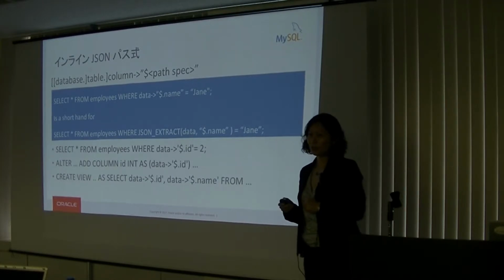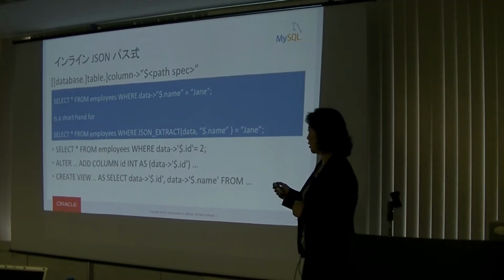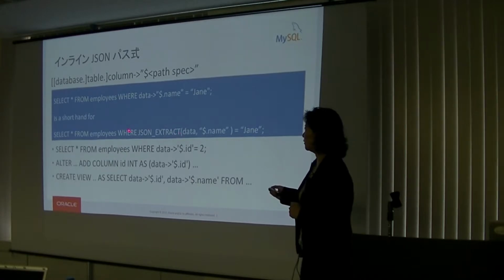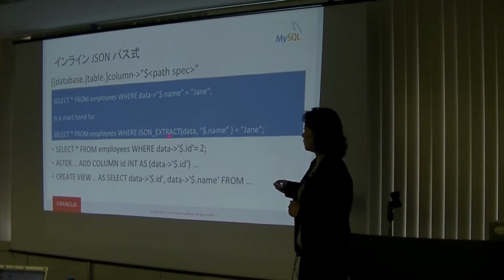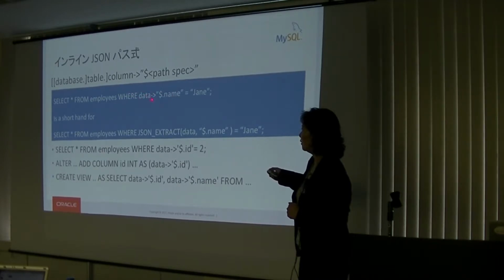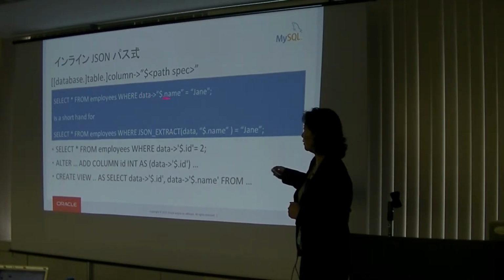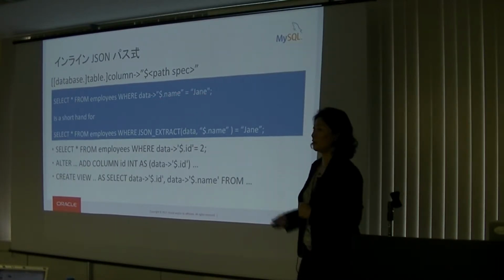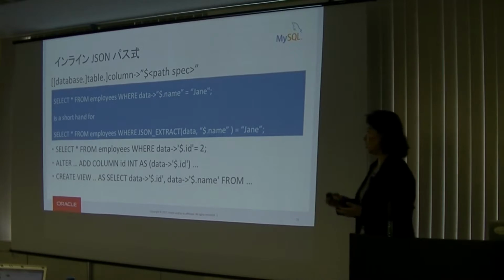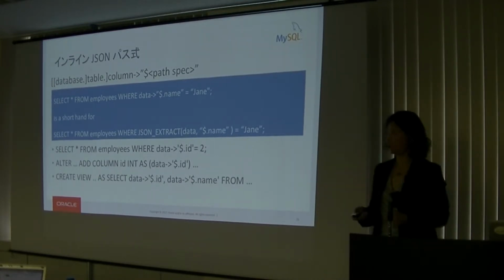The most commonly used JSON function you will encounter is JSON extract. In this example, JSON extract will extract the name field from the JSON document. And this extract is so commonly used that we introduced an operator for it. This means we'll extract the name field in the JSON document called data and check if it's equal to Jane. And this shorthand can be used in view definitions, in DDL statements, and in select, of course.